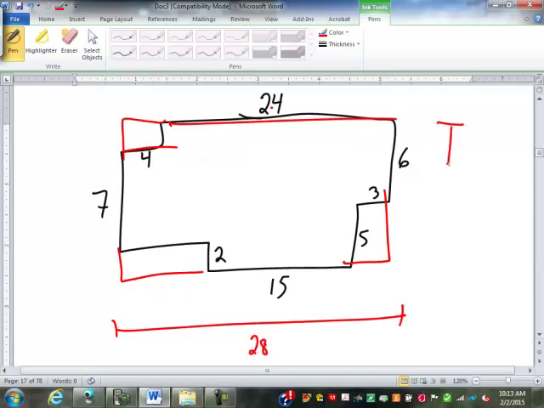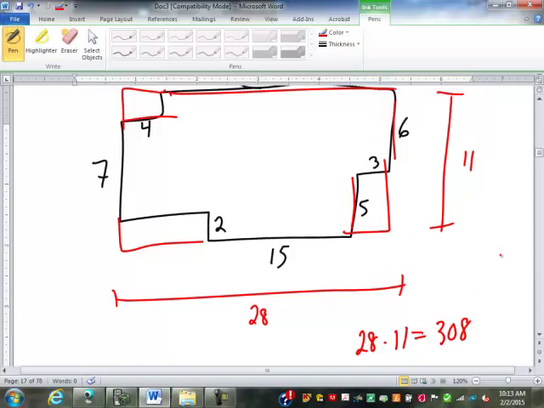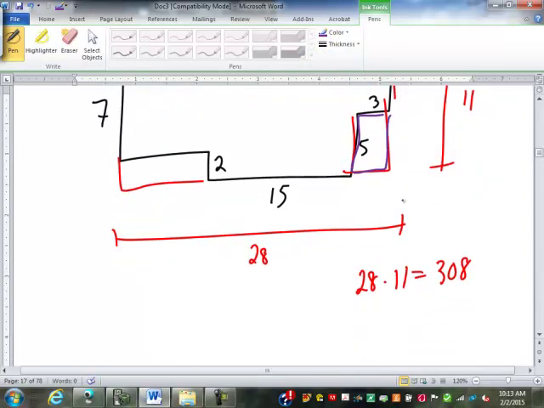Going this way, 6 plus 5 makes 11. So that big rectangle is 28 by 11, or 308 square units, whether square inches, square feet, whatever units it is. But then I have to subtract out, this one here is 3 by 5. So minus 15 brings it down to 293.